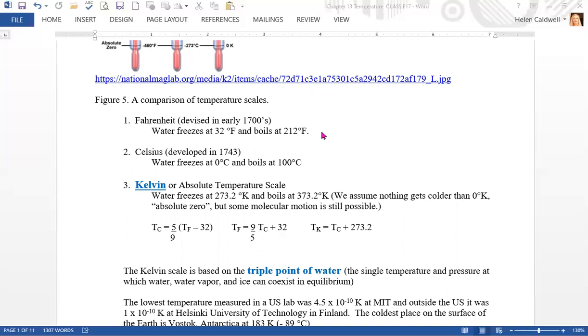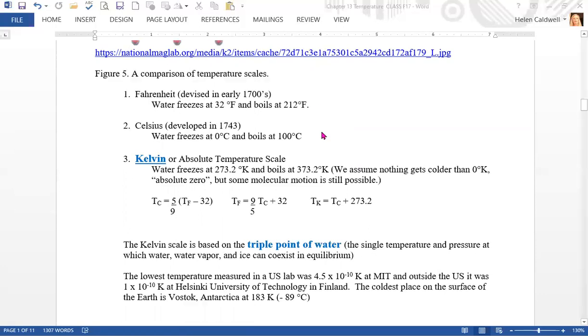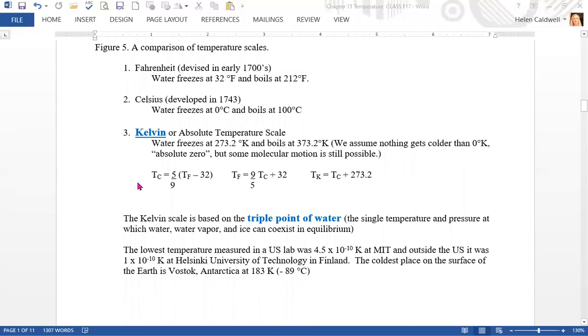So for the Celsius, they used water. In science, we use water a lot for our standards. So water freezes at 0 degrees Celsius and boils at 100. And then, of course, the Kelvin, or the absolute temperature scale. We devised this in an effort to get down to a point where we thought there would be no more molecular motion, but we're not so sure of that anymore. We now believe that there is molecular motion at temperatures colder than 0 degrees Kelvin. It's just molecules move really slowly.